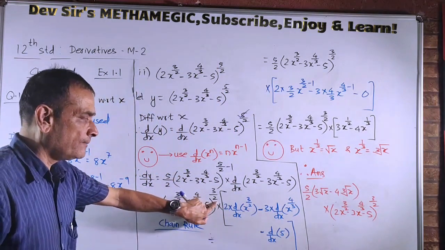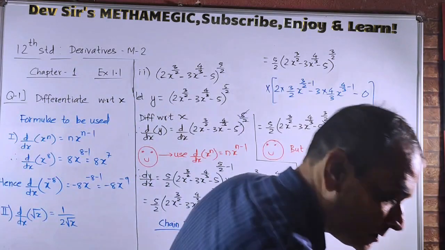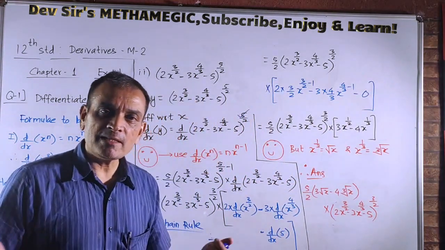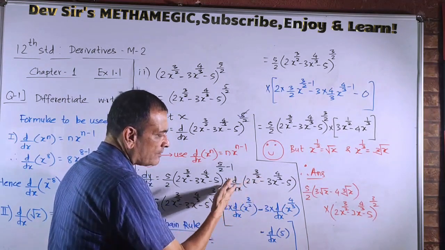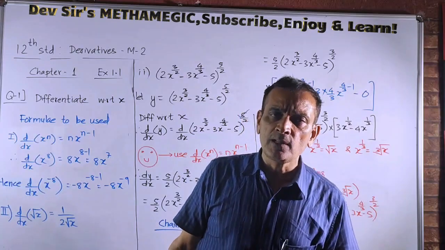यहाँ पे 3 by 2 आ गया. Now we'll take the derivative. This derivative is 11th standard stuff. Derivative of 2x raised to 3 by 2. I'm just opening up the brackets. हर एक term का derivative ले रहा हूँ मैं.